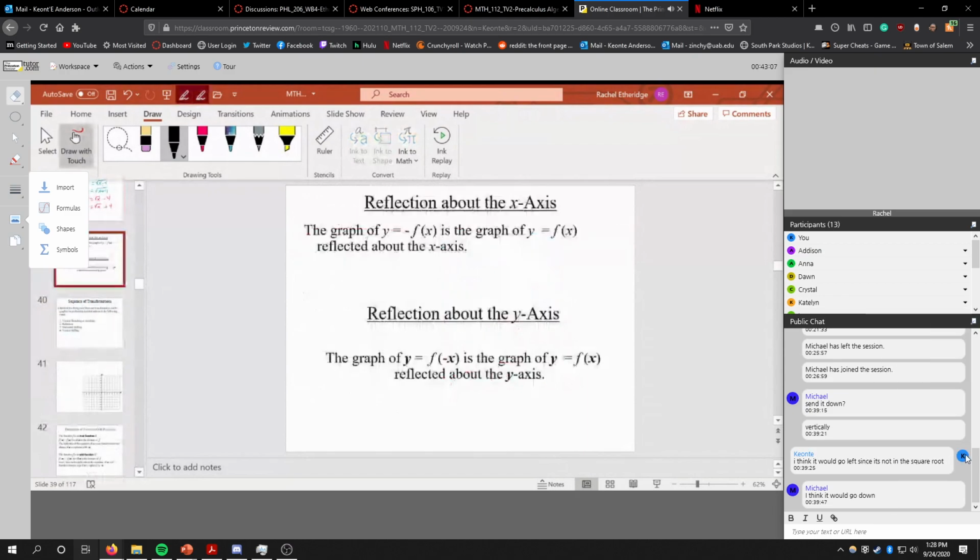You can have reflections as well. If the negative is in front of the function itself, then it's going to reflect about the x-axis. If the negative is inside the parentheses with x, it's going to reflect over the y-axis. If there's a number in front of the function, you get a vertical stretch. If there's a number in front of x, you get a horizontal stretch. I'm going to do some more examples so you'll understand.